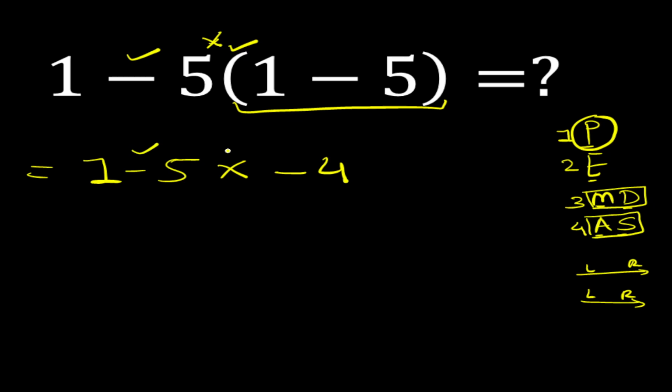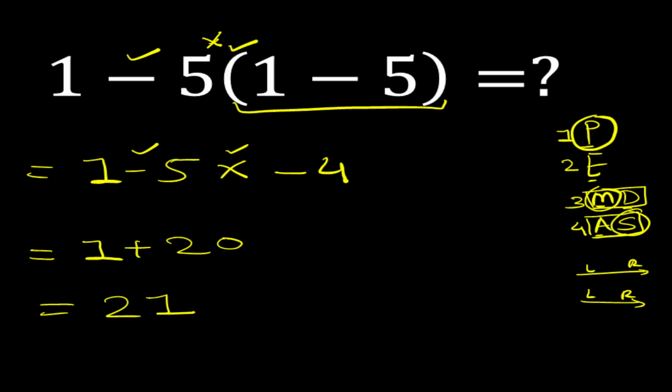Now here we have one subtraction and here we have one multiplication. So according to PEMDAS, first we have to solve multiplication. Then we have to solve subtraction, right? So minus 5 multiply minus 4 is equal to plus 20. So 1 plus 20. Now 1 plus 20 is equal to 21. So the correct answer is 21, right?